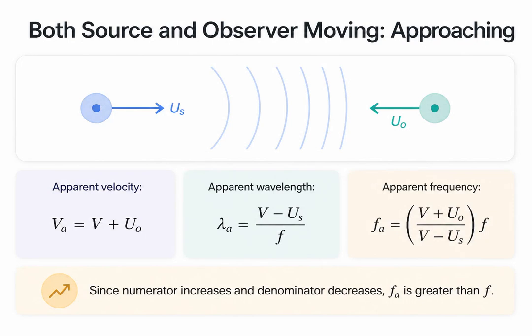What happens when both the source and the observer are moving? In this case, both the wave velocity relative to the observer and the physical wavelength are affected. When they approach each other, the relative wave speed increases to v plus vo, while the wavelength is compressed to v minus vs over f. Combining these effects gives us a significantly higher apparent frequency, as both motions work together to compress the wave cycles.